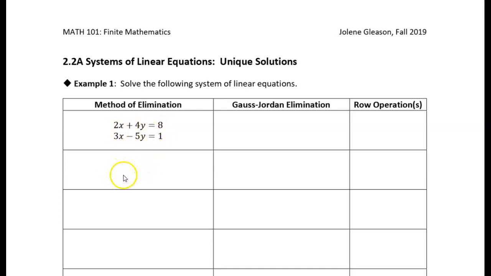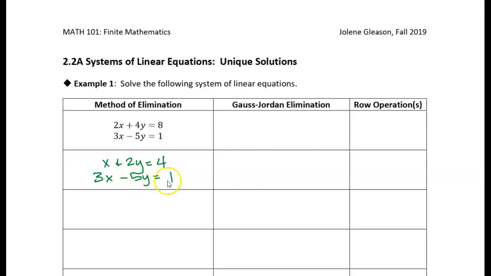So what I can do, I know that one of the rules of algebra is that if I do the same thing to both sides of an equation, the equation is still true. So I could just divide both sides of the first equation by 2. Or you could think of it as multiplying both sides by 1/2. And when I do that, I get x plus 2y is equal to 4. Right? Just divide every term by 2. And I'm not going to change this second equation at all. I'm just going to write it down as it is.